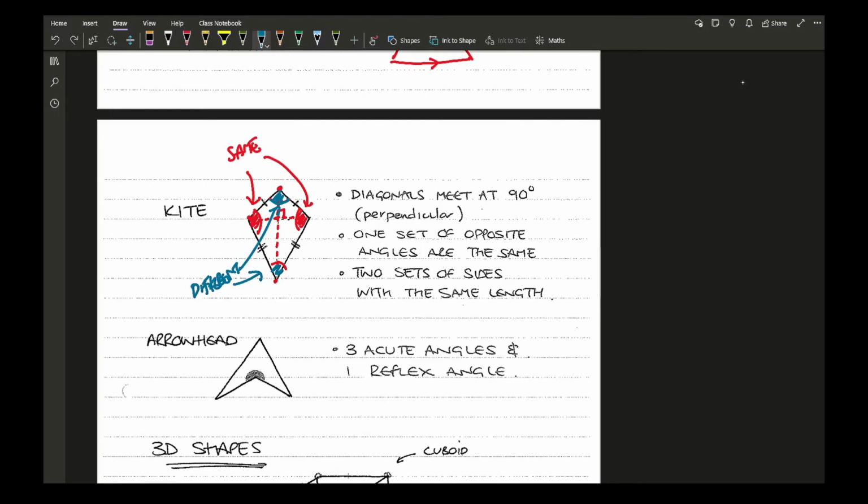And also another key property is that two sets of sides are the same. So here, it's not opposite sides that are the same, but if I get a different pen, let's use green, this side here is going to be the same as that side there. And this double dash line is going to be the same as the other double dash line.